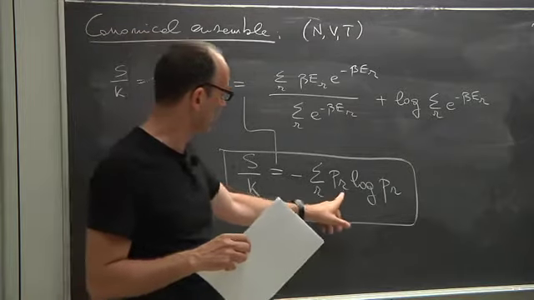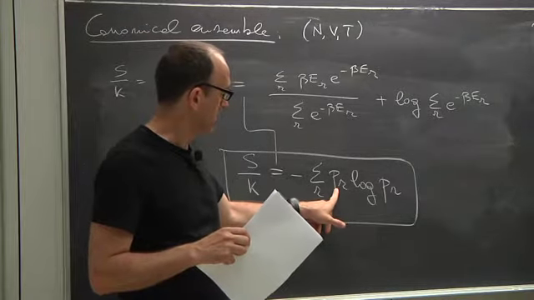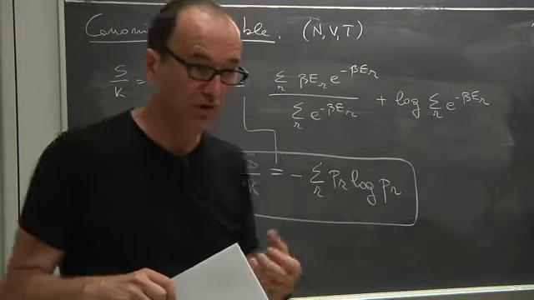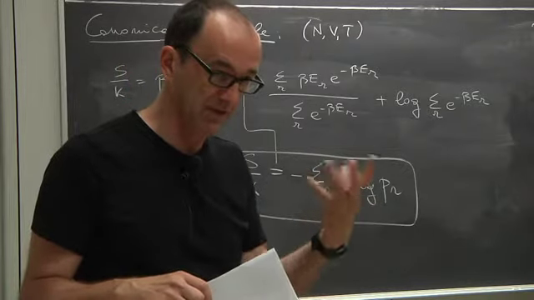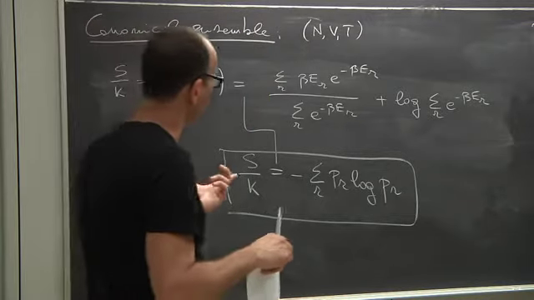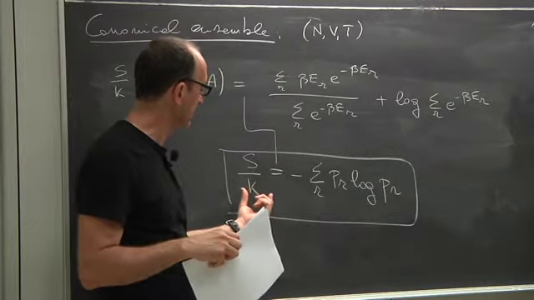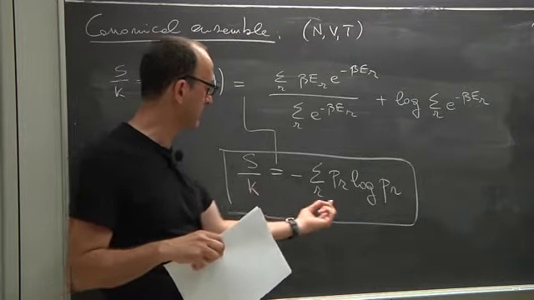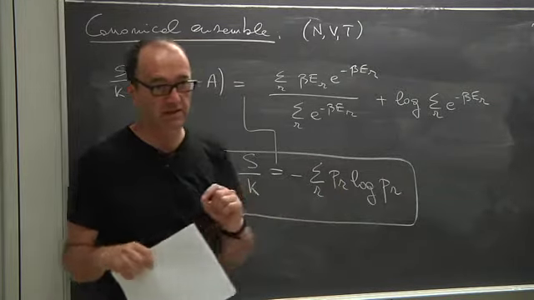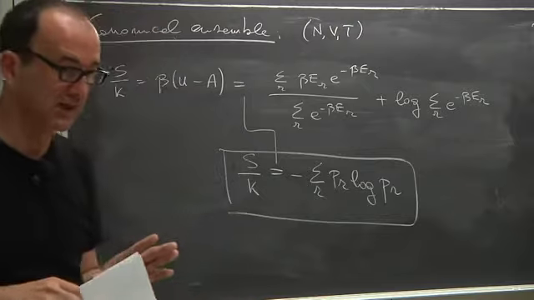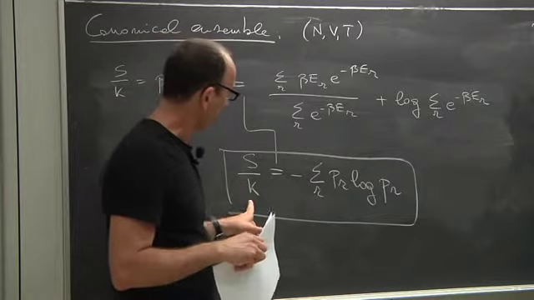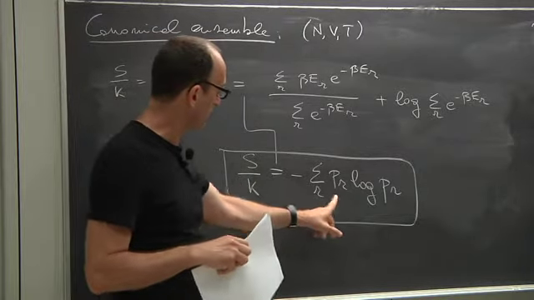When you have a probability distribution, you have some uncertainty. The probability distribution describes some uncertainty, and this formula quantifies the uncertainty which is contained in a particular probability distribution in a very specific manner.